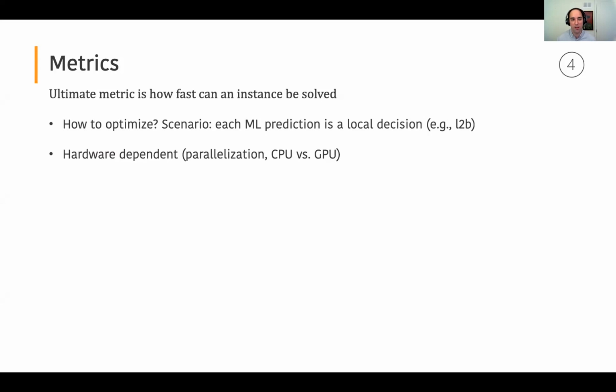Another thing, of course, is hardware dependency. How fast you can solve something depends on the type of hardware you're looking at. If you're going to use deep neural nets, often the go-to method is to use a GPU. Then you're comparing a method using a GPU with a method that's using a CPU, and it's a little bit unfair. It's unclear when that comparison is fair and when it's not.